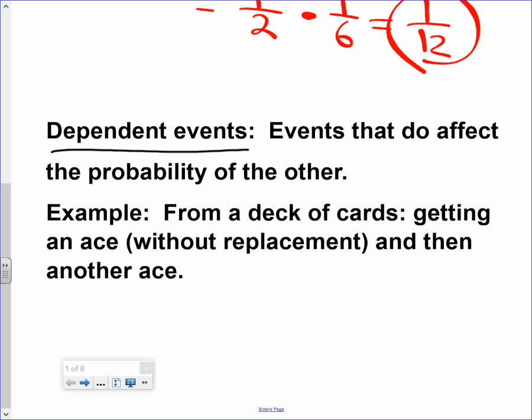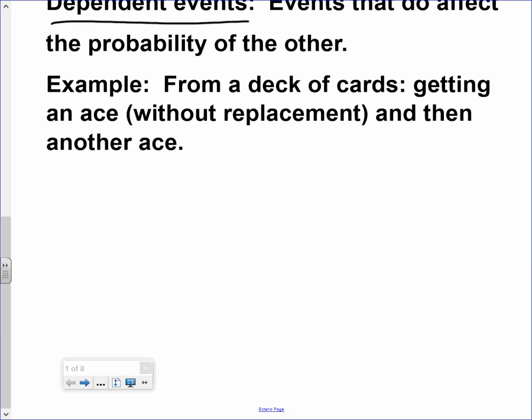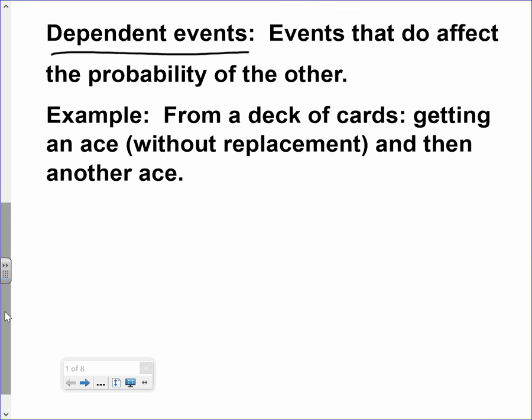There's dependent events: events that do affect the probability of the other. Think of a deck of cards. You're at a casino. You want to get 2 aces. You know if you get 2 aces, you're going to win the bet. What would be the probability of getting 2 aces from that deck of cards? We're about to find out. But before we find out, I want you to see how the first probability influences the second.